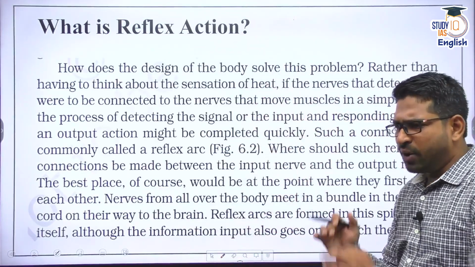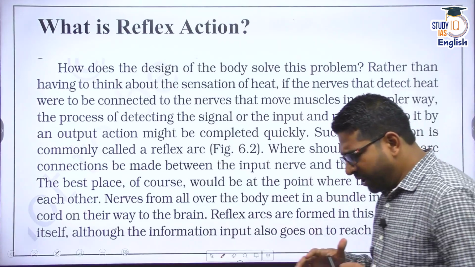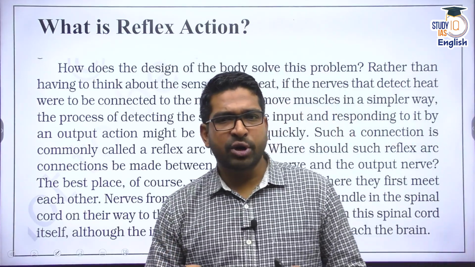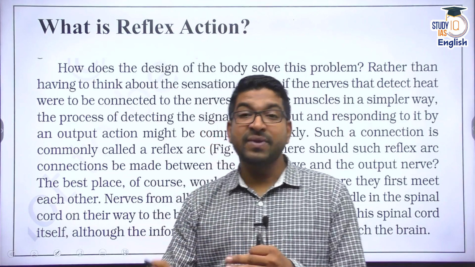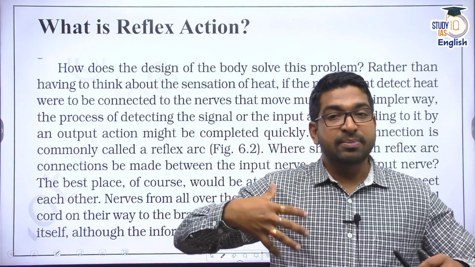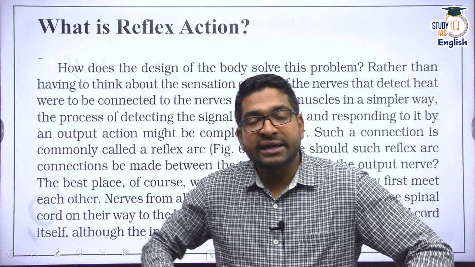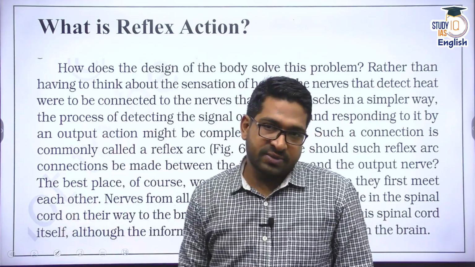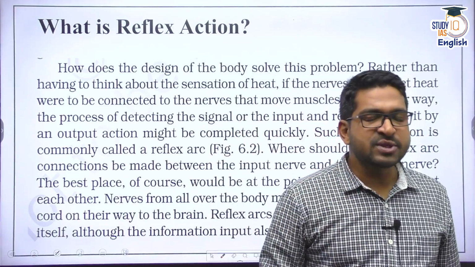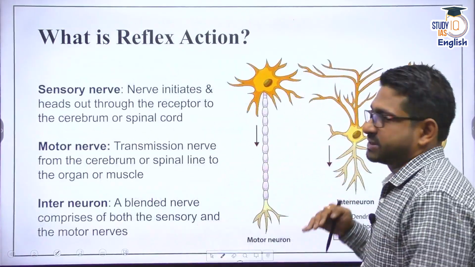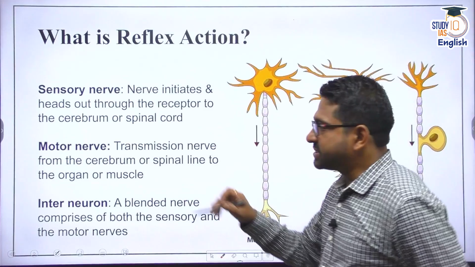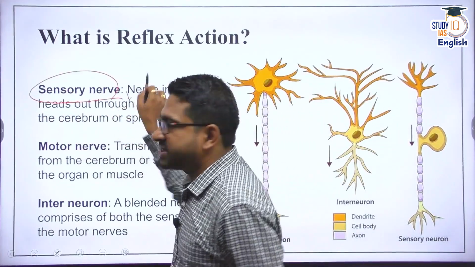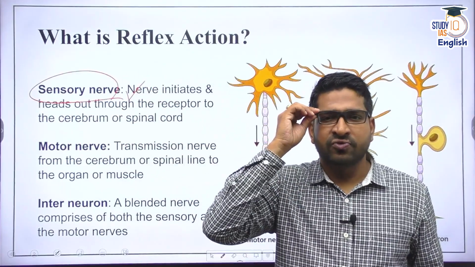Now, how is this reflex action controlled? Now we need to understand how exactly this works. As I told you, our entire body is composed of the central nervous system and the peripheral nervous system. The peripheral nervous system is mainly connected with your nerves, which ultimately send the signal to your motor neurons. Now, when we talk about our nerves or neurons, there are three kinds. One is a sensory nerve. We sense it.